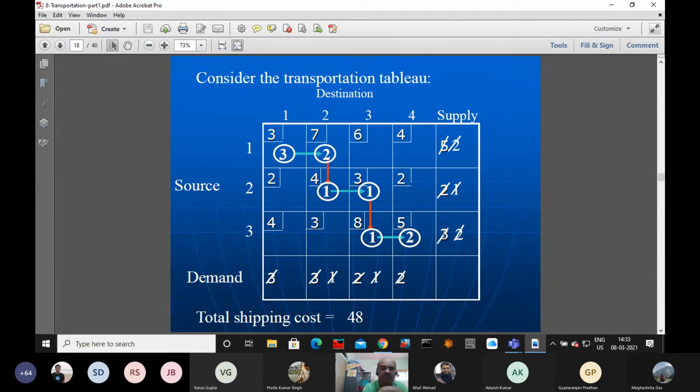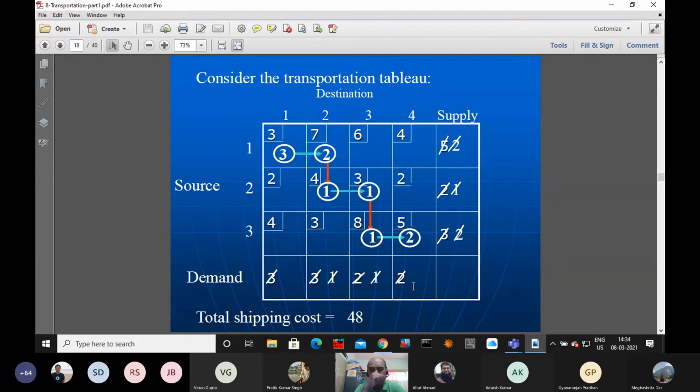And similarly, we have the demands: B1, demand 3 units, then 3 units, then 2 units, then 2 units. 3 plus 3 plus 2 plus 2, altogether 10. So this is a balanced transportation problem.